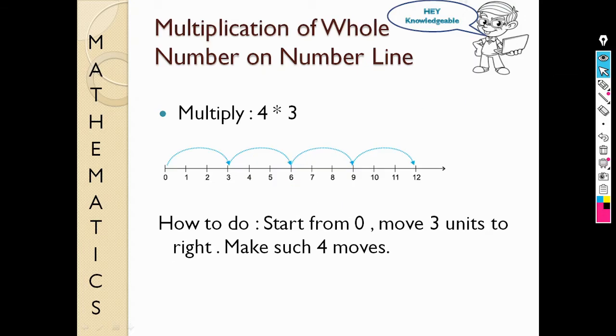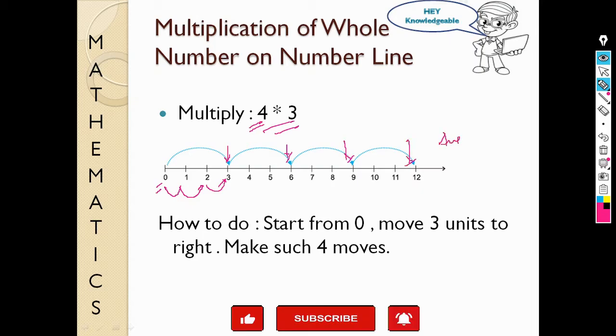Now let's see how multiplication of whole numbers is done on the number line. Suppose we have to calculate 4 into 3. What we have to do is start from 0, then move 3 steps, that is 1, 2 and 3, and do the similar thing 4 times. So the first jump was this one, the second jump is here, the third jump is here and the fourth jump is here. So the answer is 12.